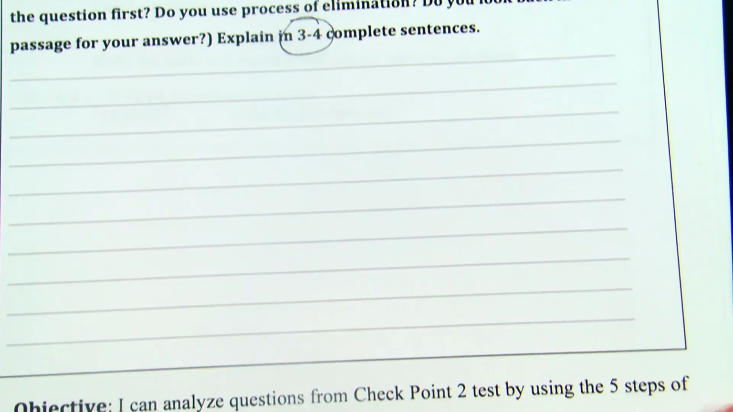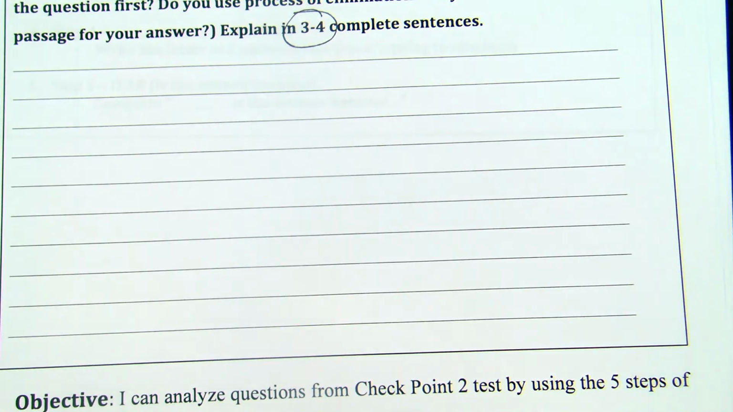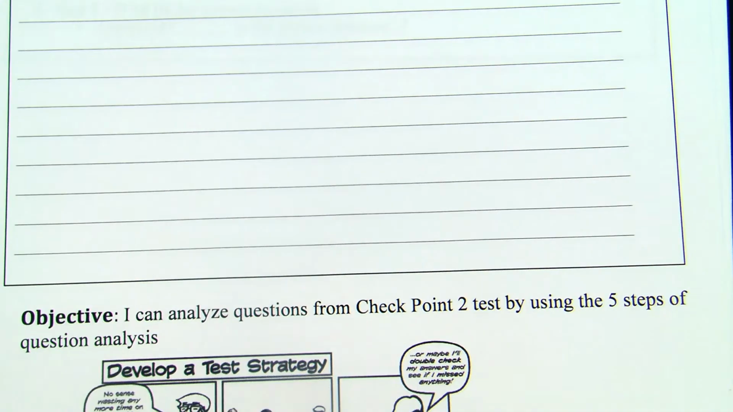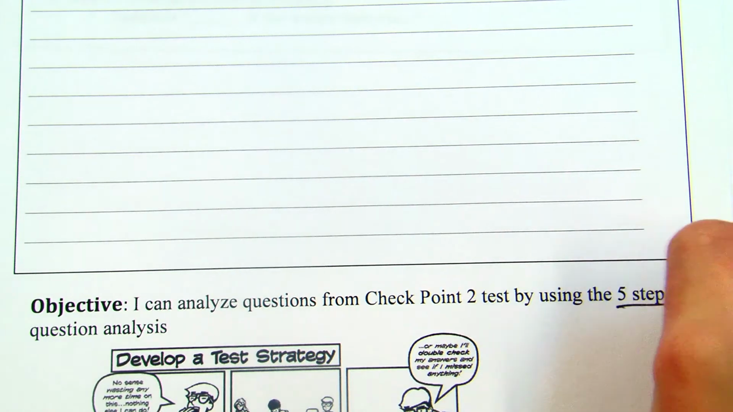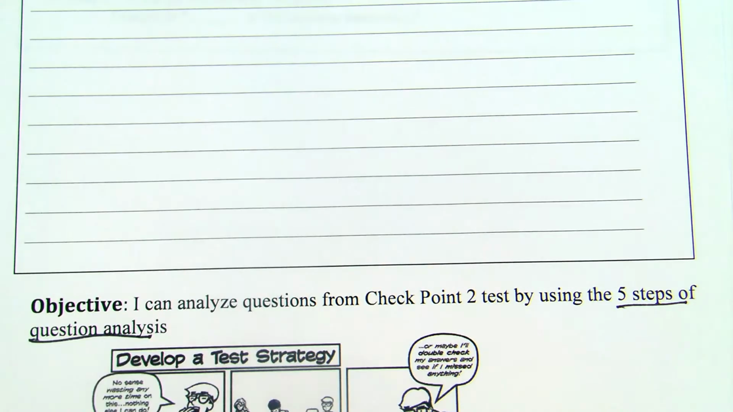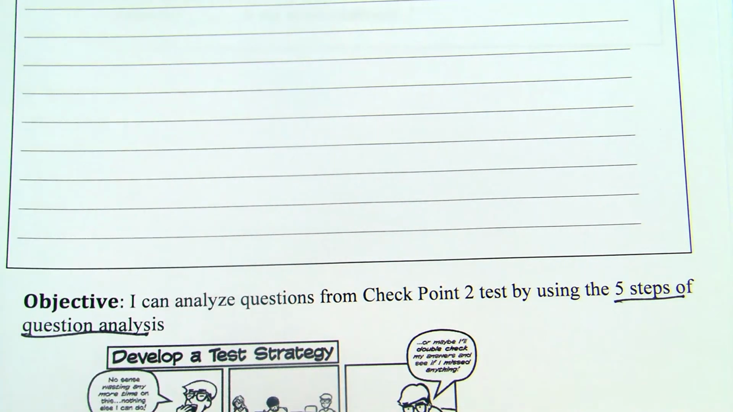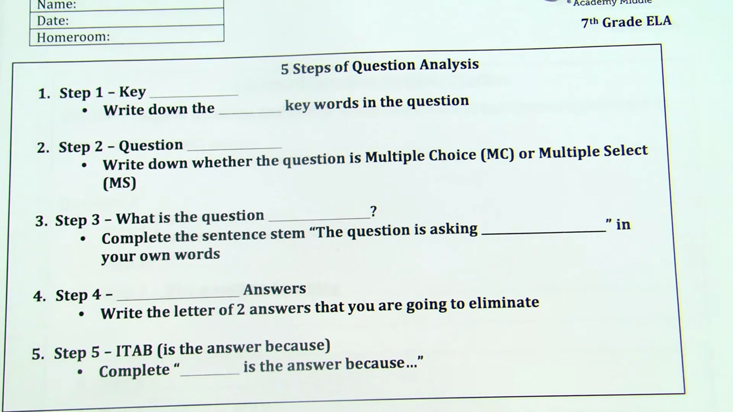As we look down at our objective today, you'll see that our objective is that I can analyze from Checkpoint 2 tests by using the 5 steps of question analysis. Again, this is going to be more like a mini lesson since we've done this before. So go ahead and flip to your guided notes so we can do a quick review of what the 5 steps of question analysis are.